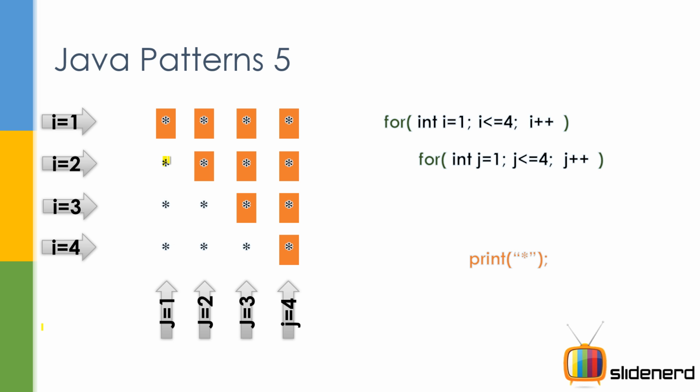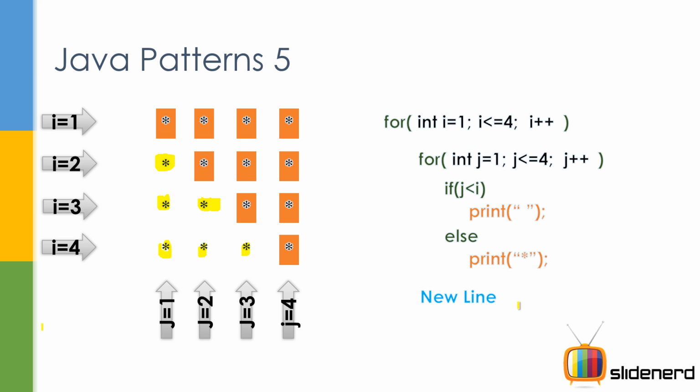Now if you see this one, why do you need a space over here? Take a good look. J is 1 over here, I is 2. J is less than I, right? Here J is 1, J is 2, J is less than I, so we have a space. J is 1, J is 2, J is 3, I is 4. J is less than I, we have a space, right? So the condition is something like this. J is less than I, print a space, else print star, right? And then you have the new line.